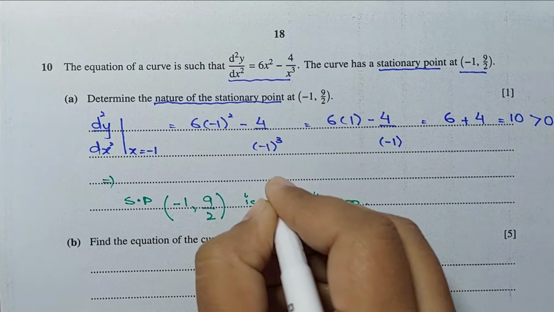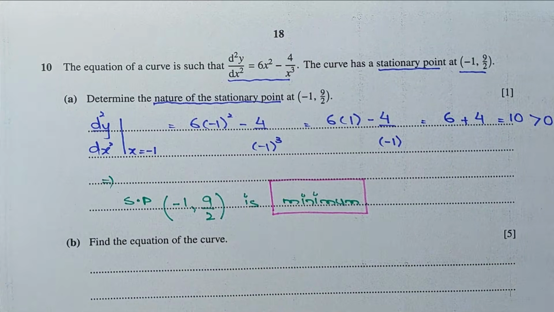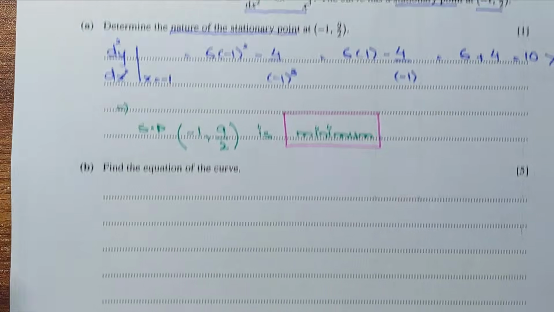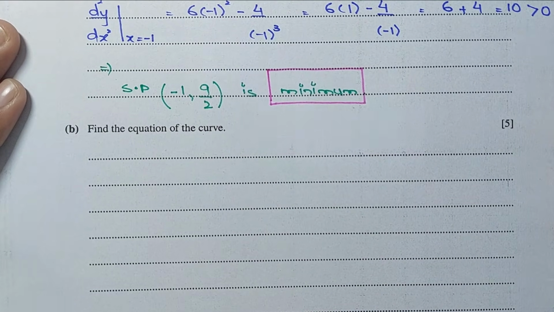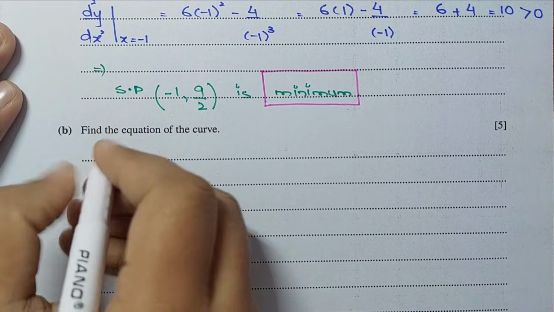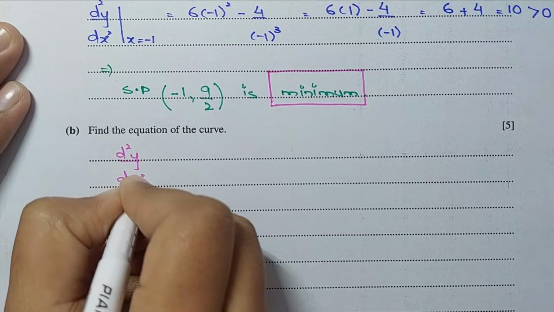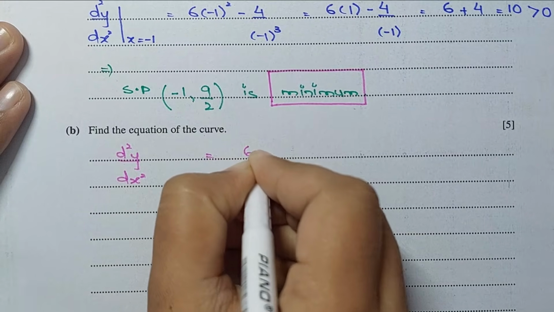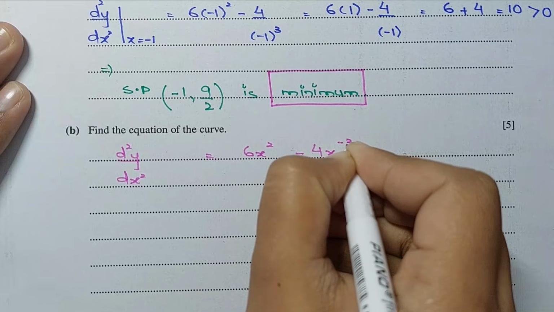When the second derivative is positive, the nature is minimum. When the second derivative is negative, the nature is maximum. Now for part B, find the equation of the curve. To get the equation of the curve, just write down the second derivative d2y over dx squared equals 6x squared minus 4x to the power negative 3.